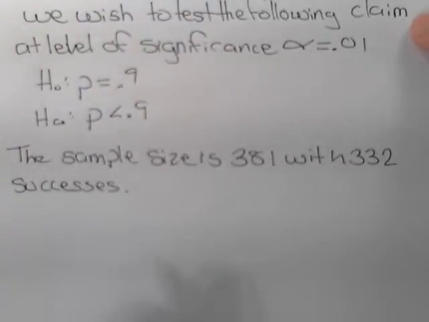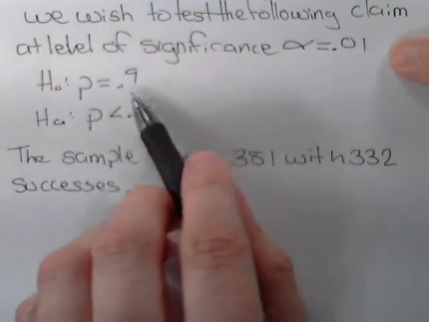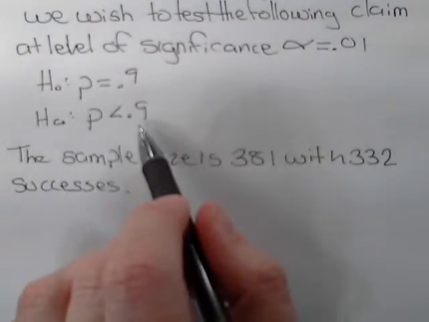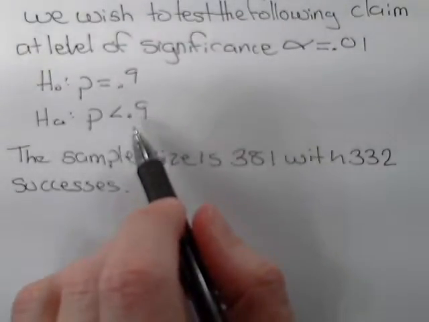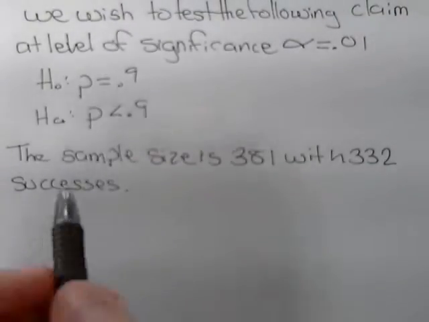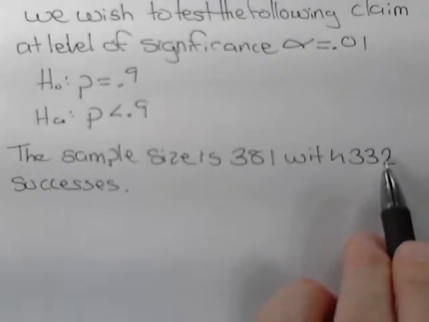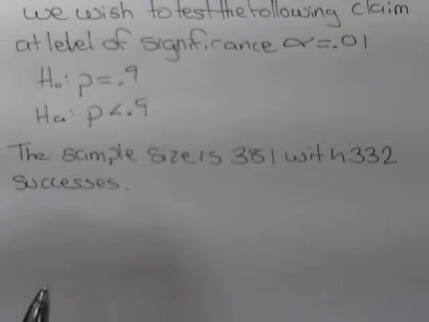We wish to test the following claim at a level of significance of alpha of 0.01. The null hypothesis is that the population proportion is 0.9, and the alternative hypothesis is that the population proportion is less than 0.9. We have a sample size of 381 with 332 successes.